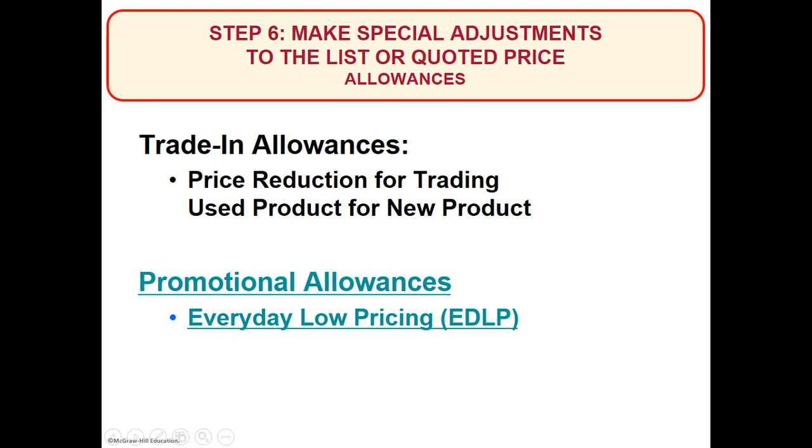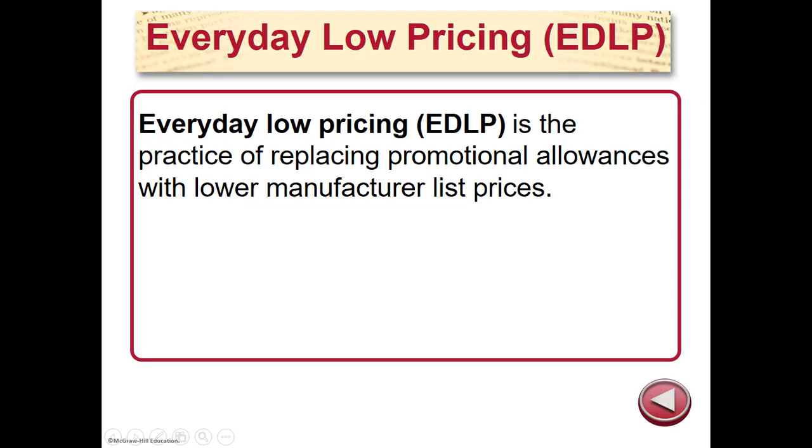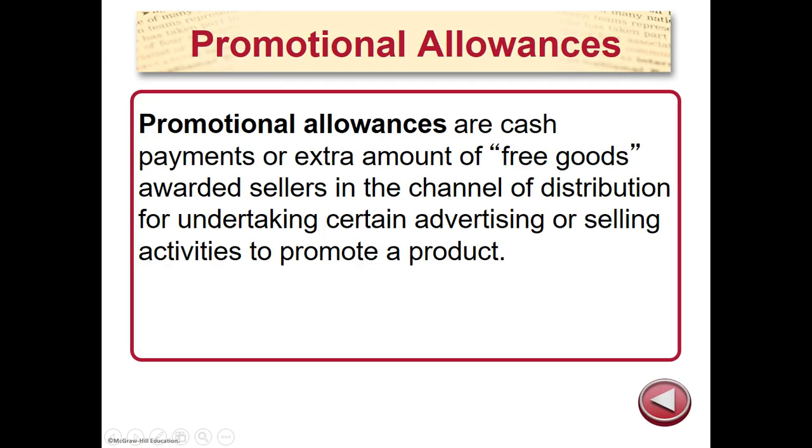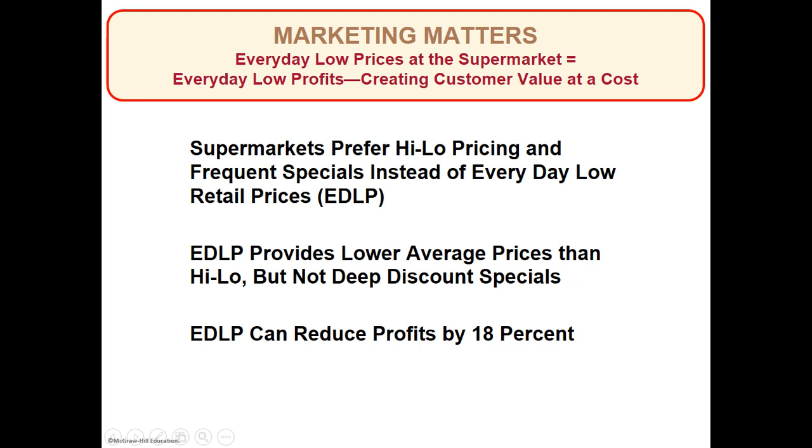This is the practice of replacing promotional allowances with lower manufacturer list prices. This is used by companies like Walmart. These are promotional allowances. Supermarkets prefer high-low pricing and frequent specials instead of everyday low price, or EDLP. EDLP provides a lower average price than high-low pricing, but not deep discount specials. EDLP can reduce profits by 18%. That's what Walmart does.